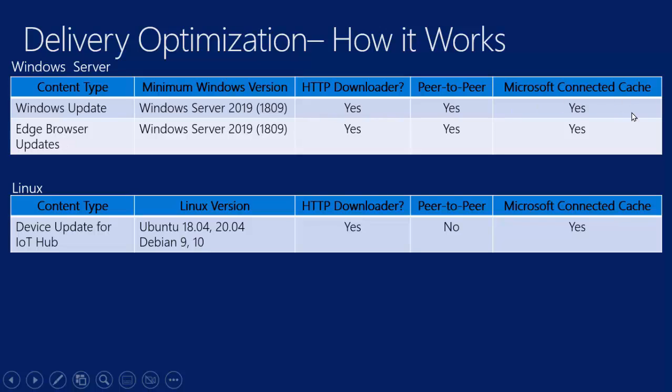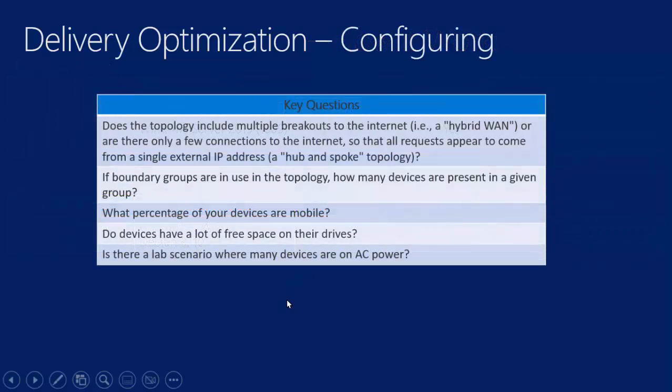All three mechanisms are supported. For Linux, it's device updates for IoT Hub, and that's in preview, and only for HTTP download and Microsoft Connected Cache, right? So again, these are things you can look up yourself. I'm just putting them here for convenience and so that you can have it in one place, all right? Now, other things, and we'll hit some of these real quick.